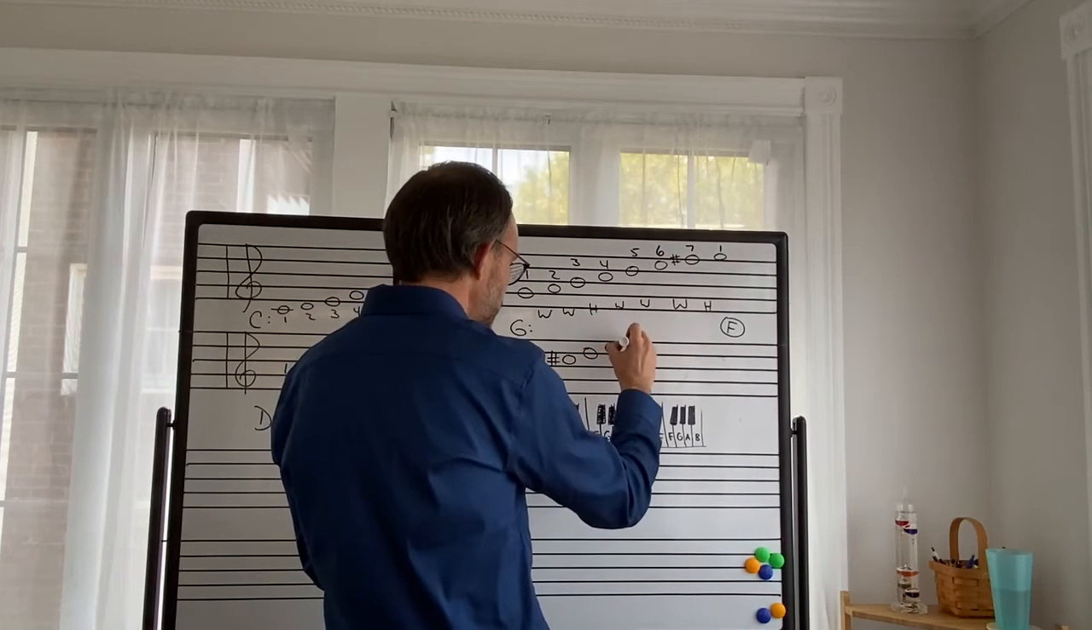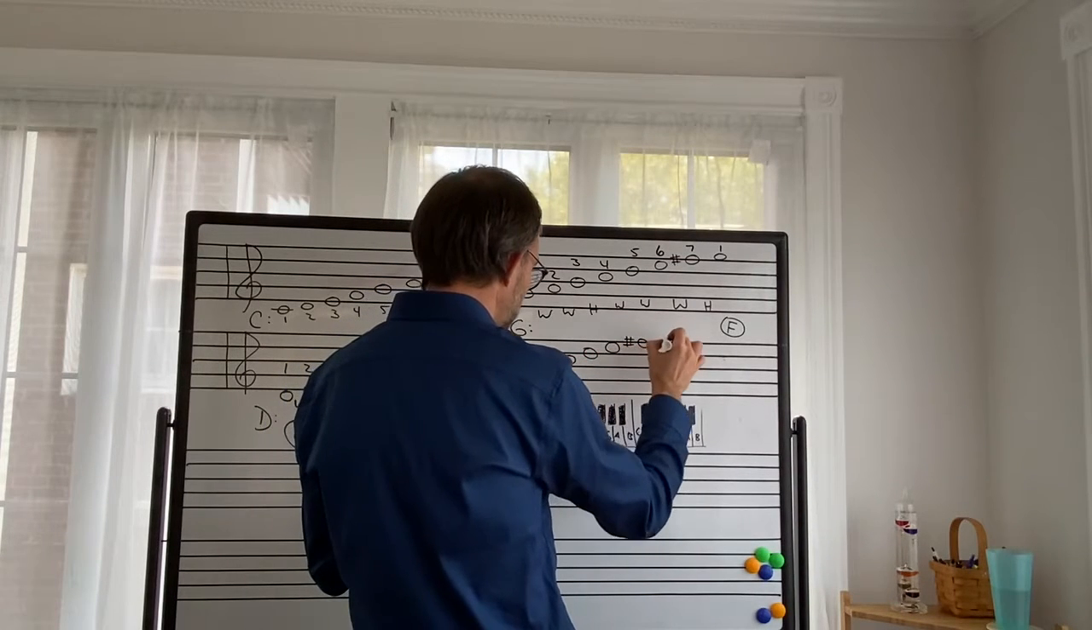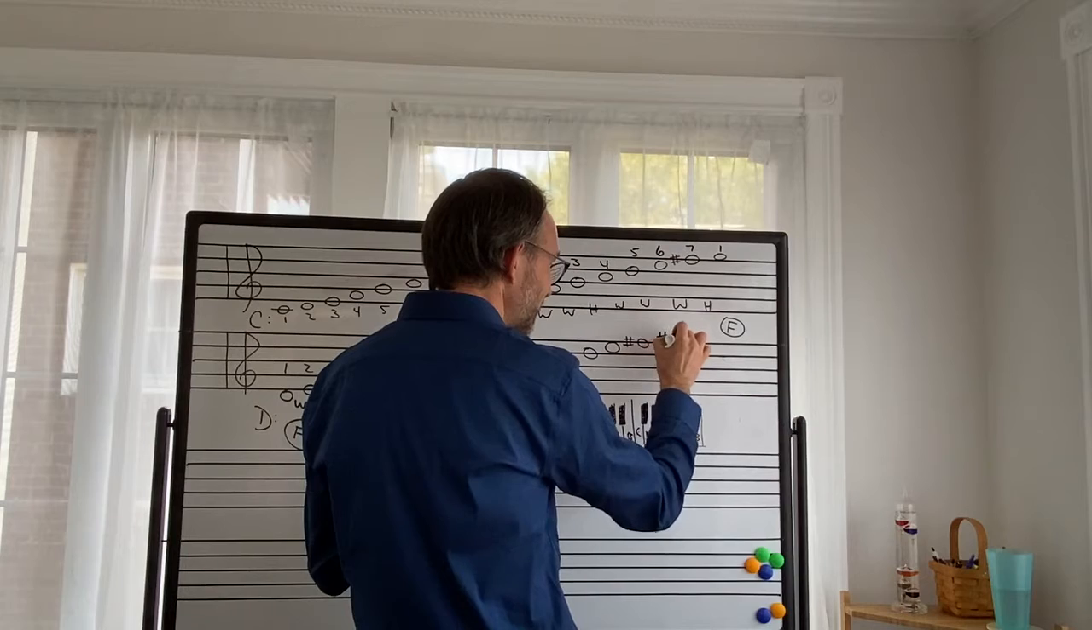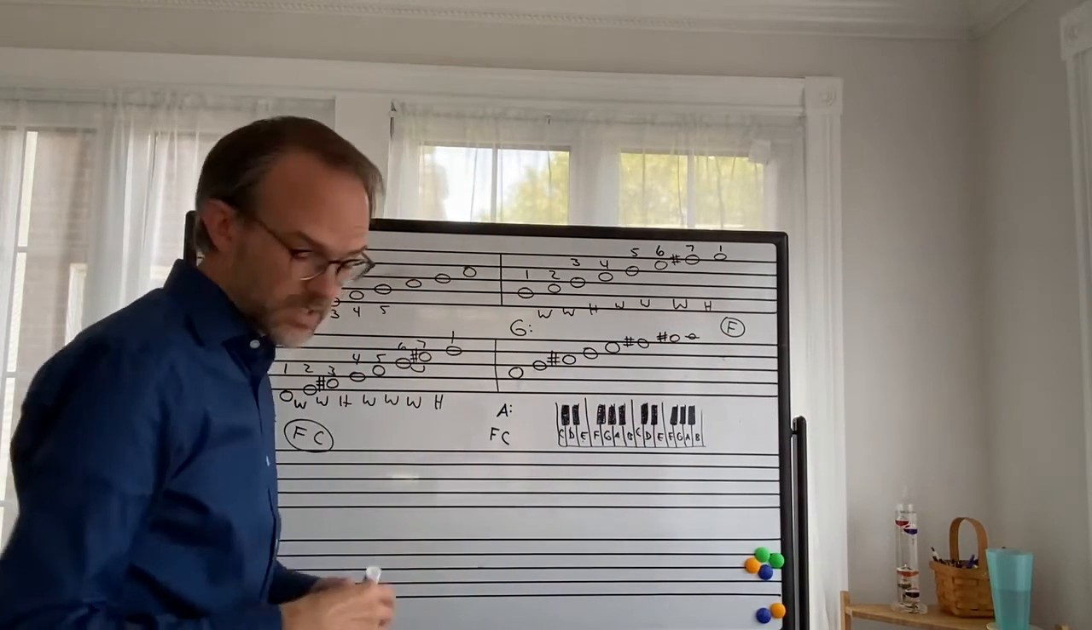D, E, here's an F that needs a sharp. 1, 2, 3, 4, 5, 6. Here's the 7th scale degree. There's a G sharp, A. So this is an A major.